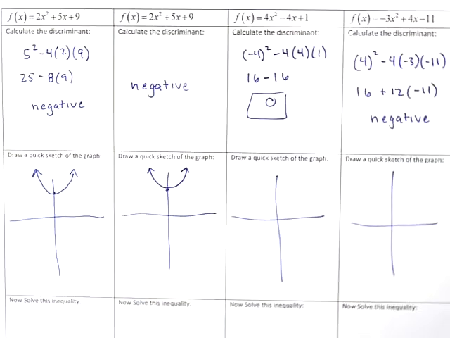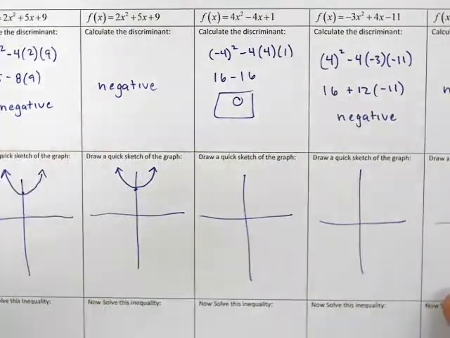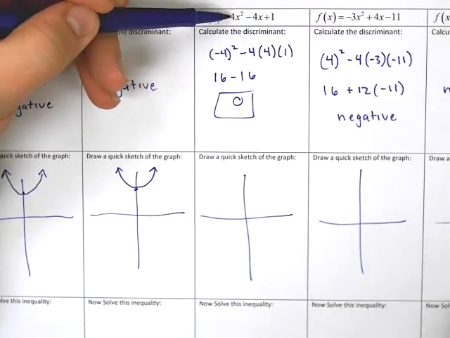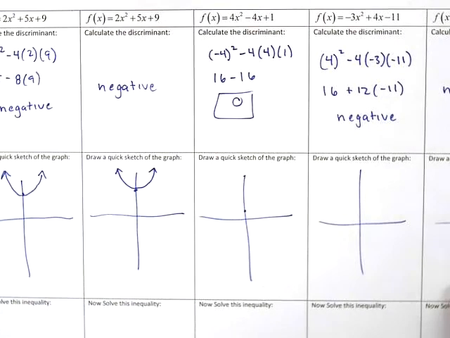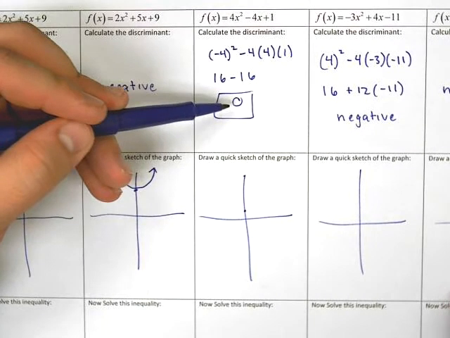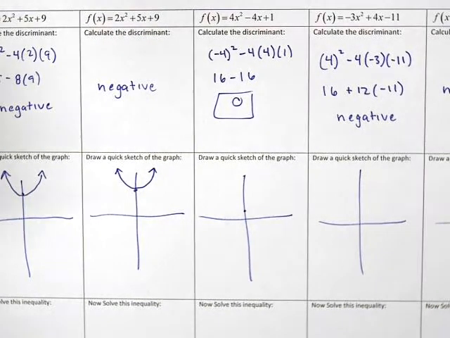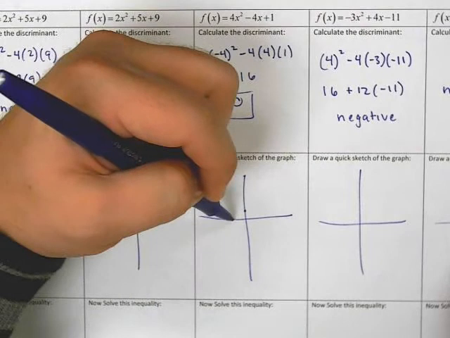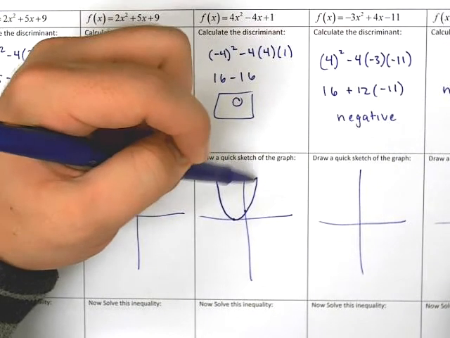Now over here, what's happening? I have an a value of 4, so it's opening up. Maybe a y-intercept of 1. The other thing that you have to keep in mind here is that because the discriminant is 0, it has to just touch at 1. It can only have one x-intercept. So I'm going to sketch something like this.